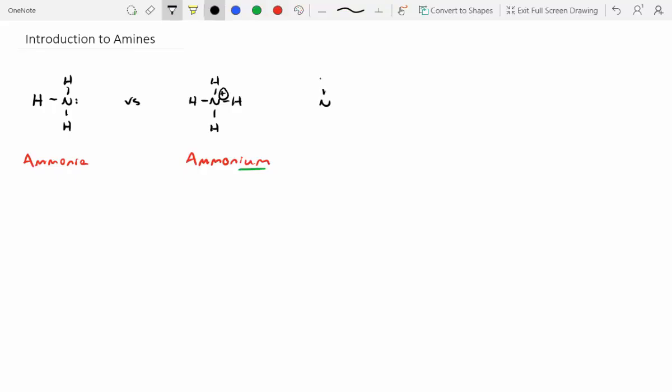So there are a bunch of different nitrogen species. You can have a primary nitrogen species, meaning it only has one R group attached to it. You can have a secondary nitrogen species where you've got two alkyl groups. They don't necessarily have to be the same. You can have a tertiary nitrogen species, and all three of these can either be neutral or they can be their ammonium salts.